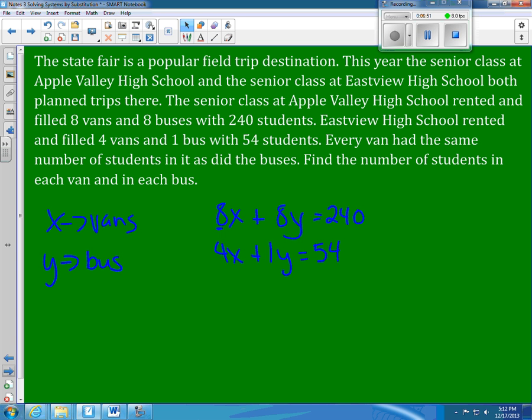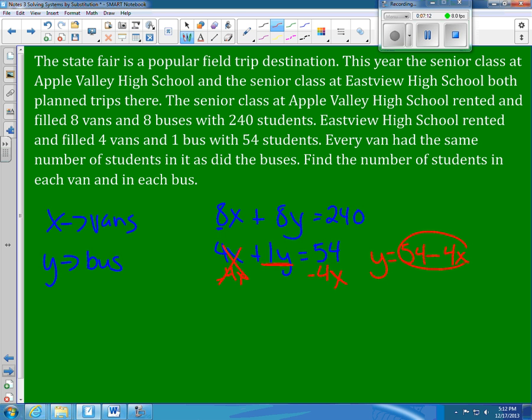Neither of these is set up nicely, as an x equals or a y equals, but I see in my second equation that I have a 1y, so that's going to help me. If I subtract 4x from both sides, now I have y equals 54 minus 4x. All right, now I have a y equals.